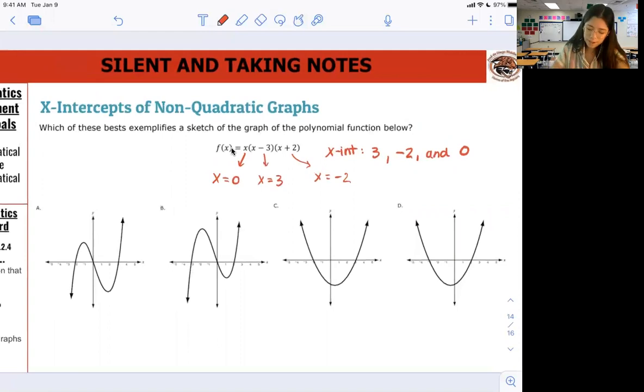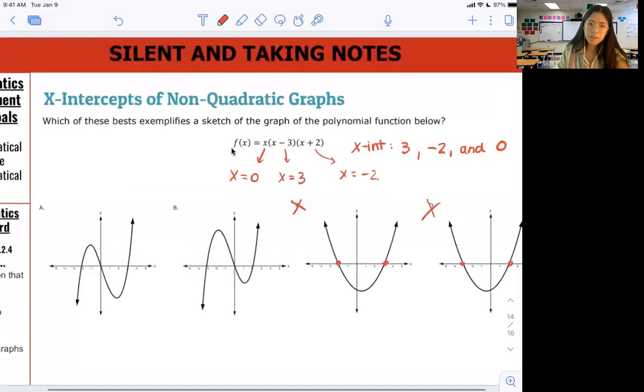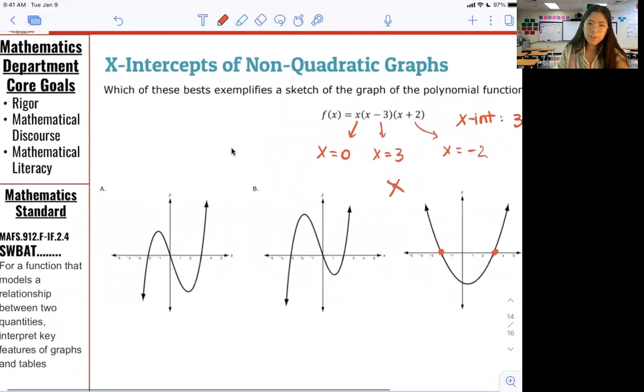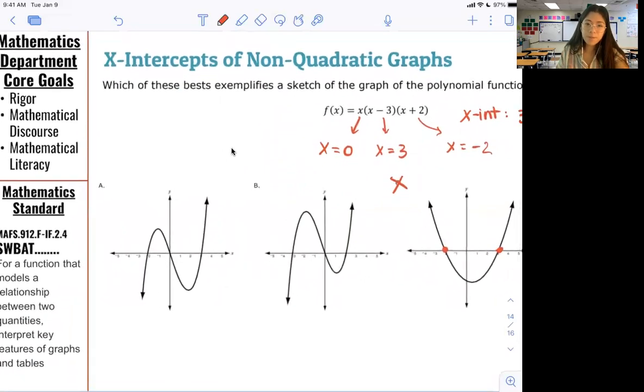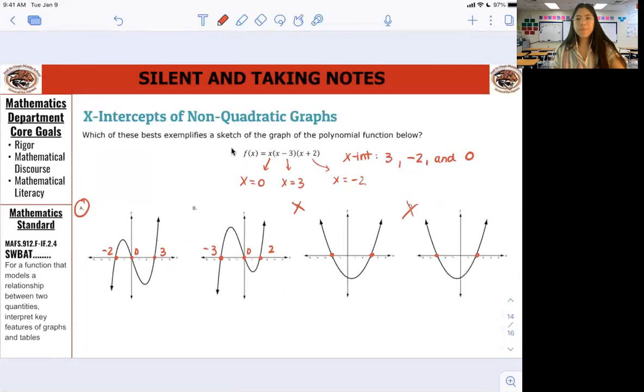C and D are out because these only have 2 each. And it is quadratic while we need a cubic one. We're looking for a cubic graph, so which one matches? 0, +3, and -2. A. B kind of matches, but I won't choose B because it's far back from -3. For letter B, they did it backwards. So it's A, not B.